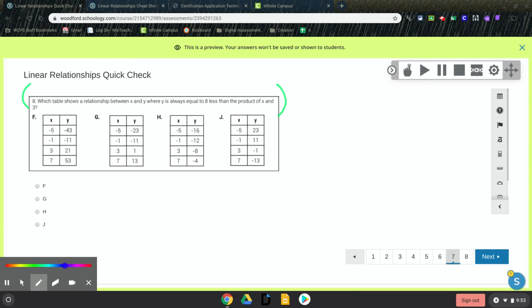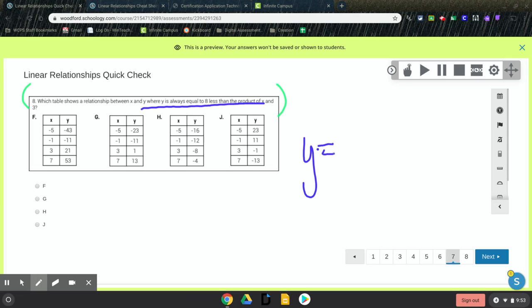So y, write it as you read it, like I taught you guys. Y is always equal to 8 less than the product. That means multiply. The product of x and 3. So there's your equation. Now, which table shows that? So which of these tables shows that when I multiply x by 3 and subtract 8, I get y?